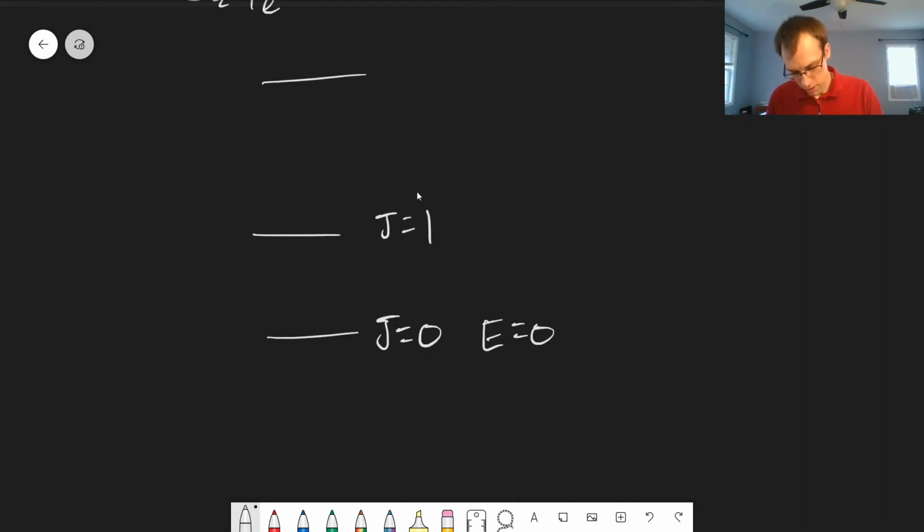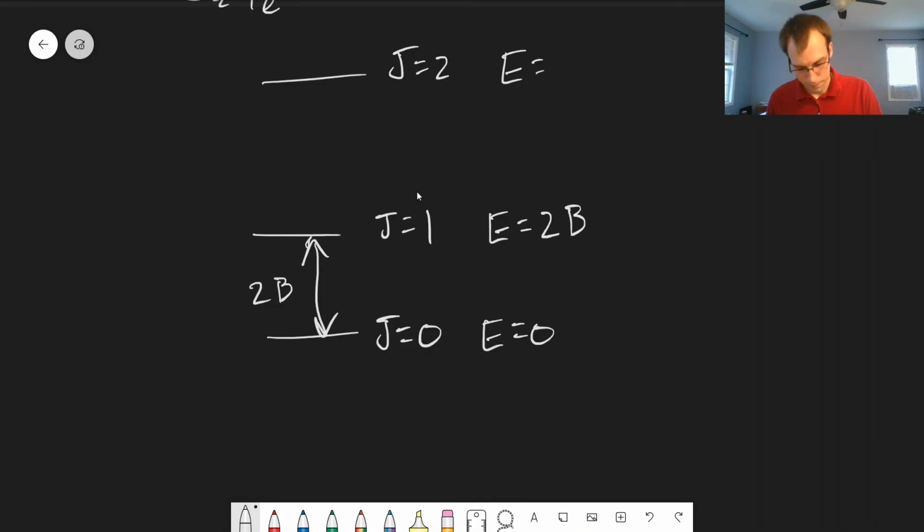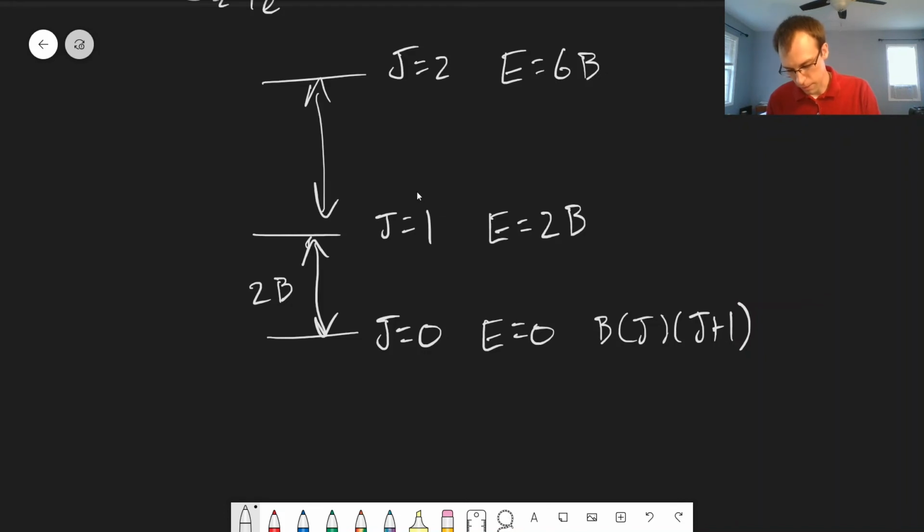For J equals 1, we get that the energy is equal to 2B. So this gap here is 2B. J equals 2, the energy is equal to 6B. And I'm getting these values from just plugging into our expression, B times J times J plus 1. If we plug in 1, we'll get 1 times 2. If we plug in 2, we'll get 2 times 3, which is 6. And we could continue this up, and so the gap becomes 4B here.